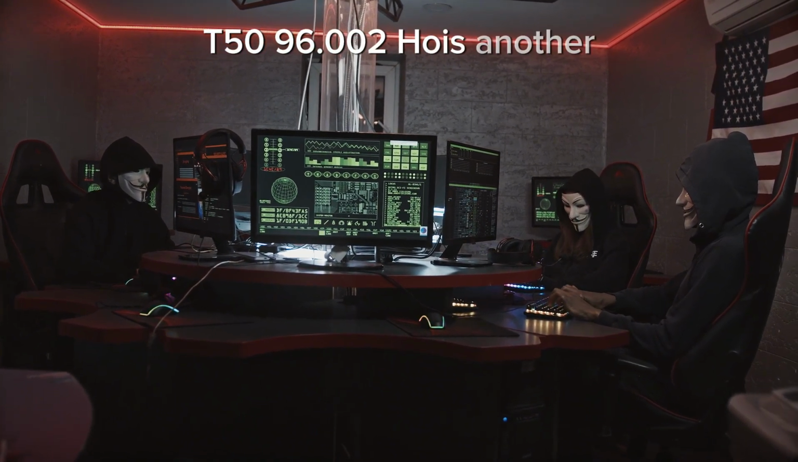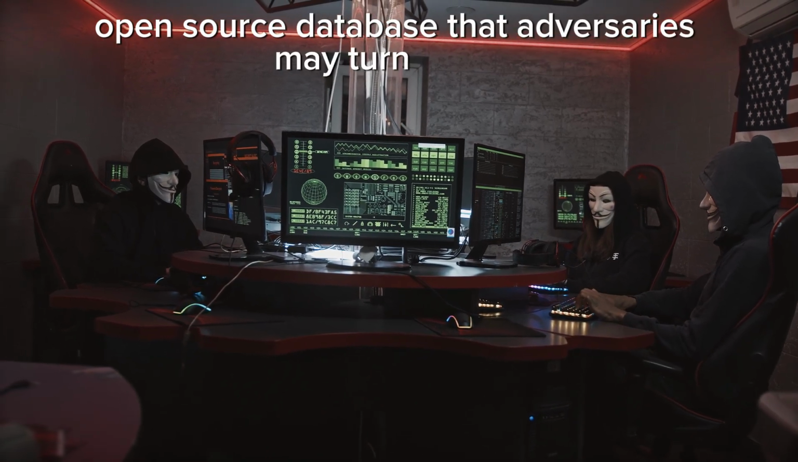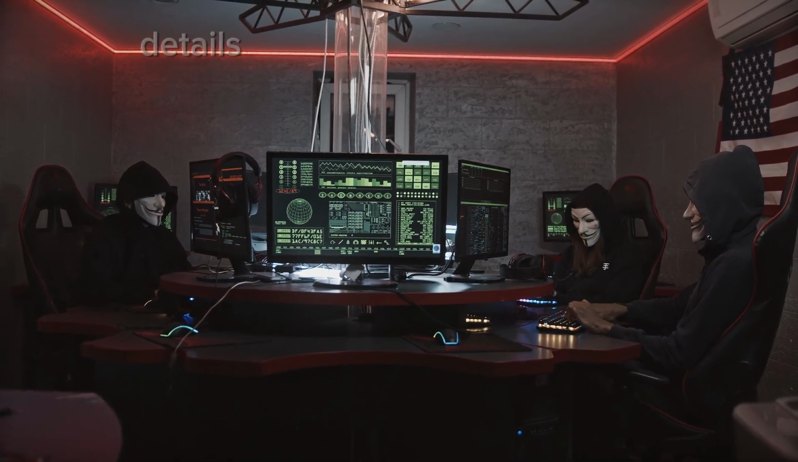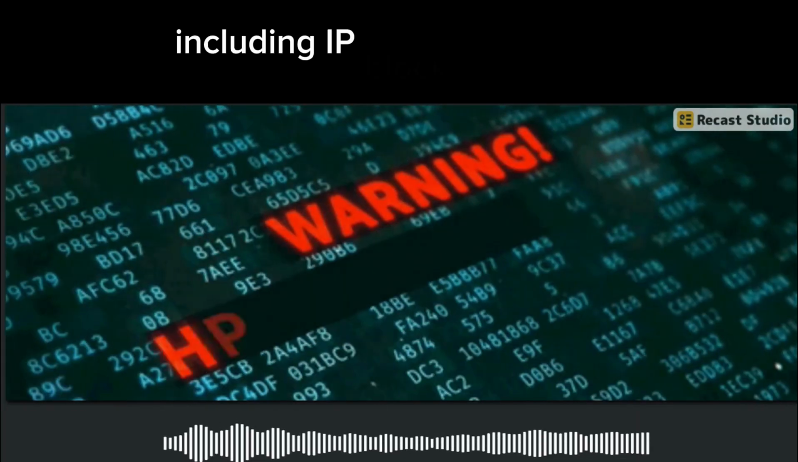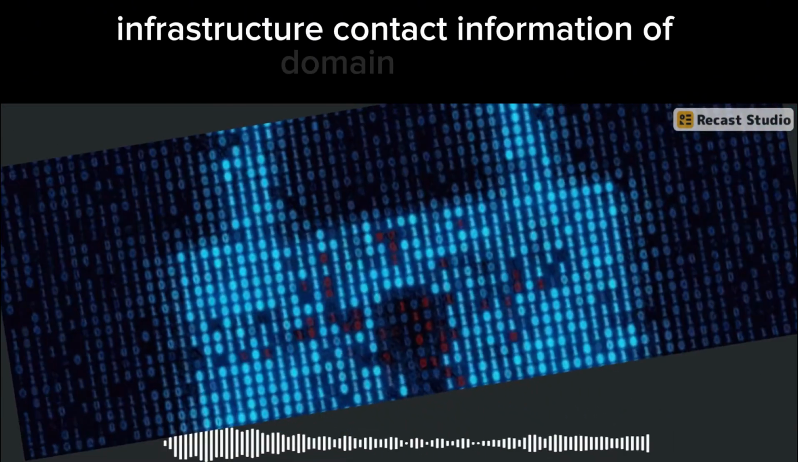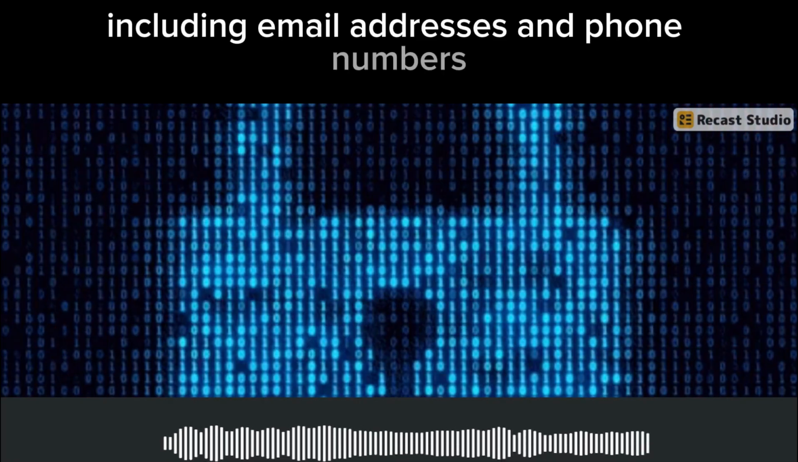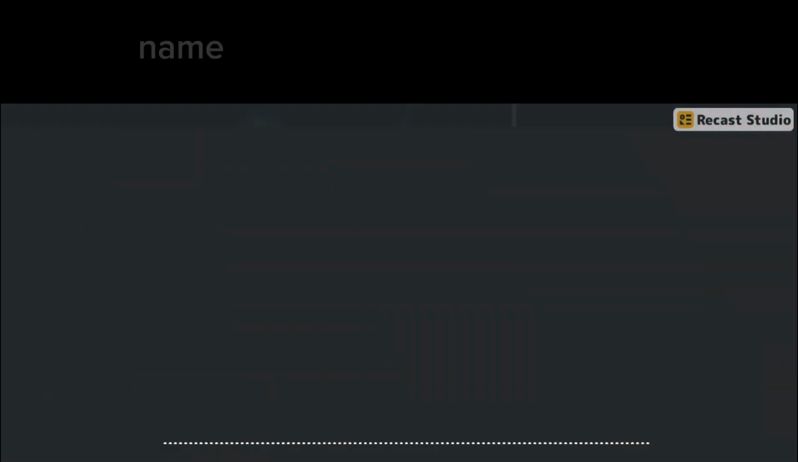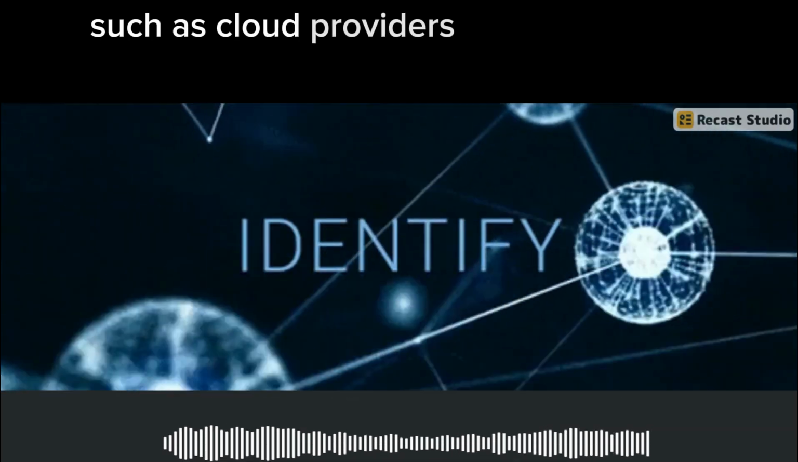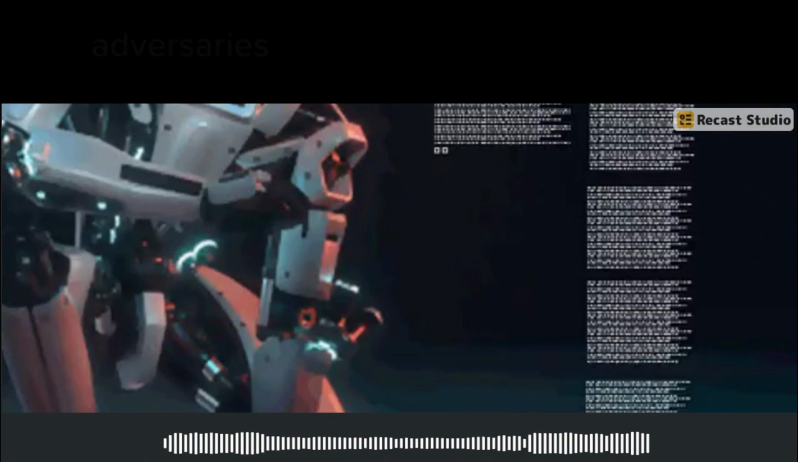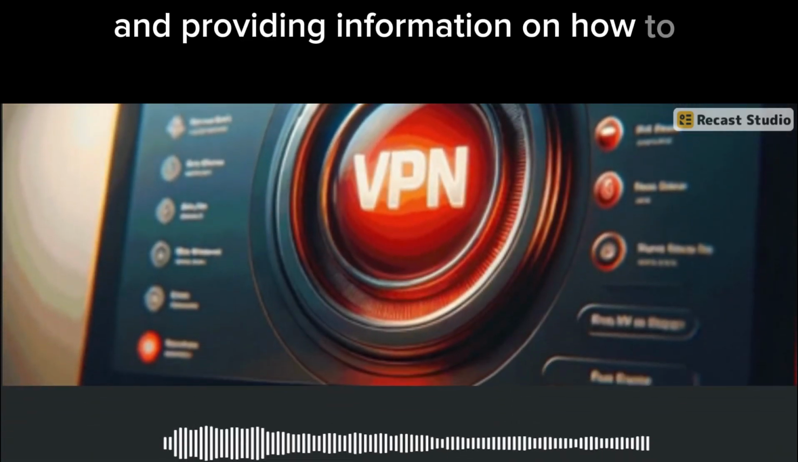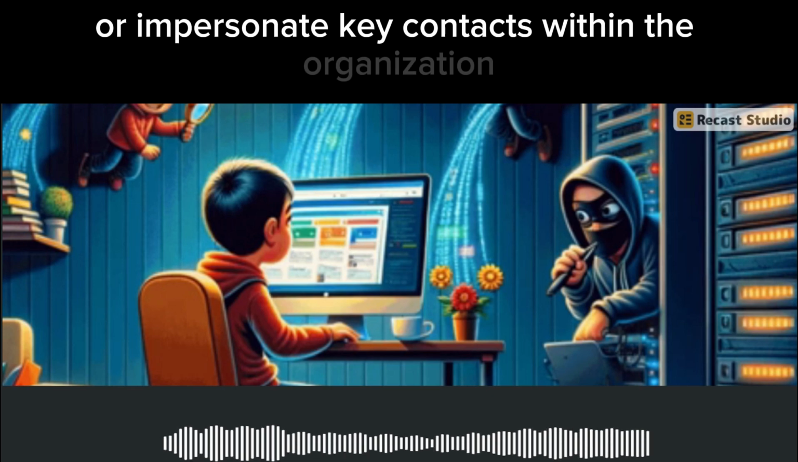T1596.002 WHOIS. Another critical open-source database that adversaries may turn to is WHOIS data. WHOIS records are publicly accessible and can reveal crucial details about a registered domain, including IP block allocations, providing insight into the victim's network infrastructure, contact information of domain owners, including email addresses and phone numbers that could be used in social engineering attacks, name servers used by the domain, which may indicate which third-party services are in play, such as cloud providers or DNS hosting services. This data helps adversaries map out the network of the target, revealing further attack opportunities and providing information on how to engage with or impersonate key contacts within the organization.